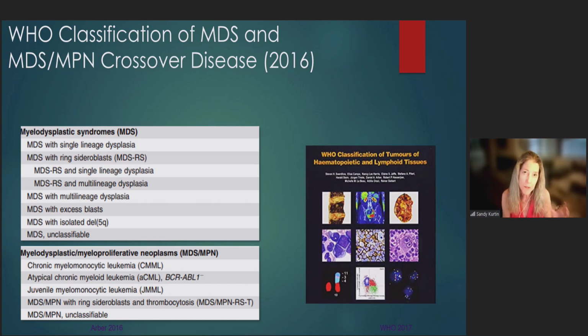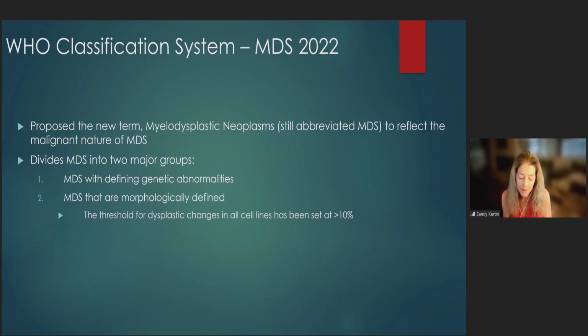And then it also was important because CMML, which was in with MDS and then out of the MDS nomenclature, was back in and really recognizing the MDS-MPN crossover disease. And there's actually a workshop going on right now looking at just how we have learned to fully characterize that subgroup of patients. And then comes very recently, in the fall of last year, the updated nomenclature.